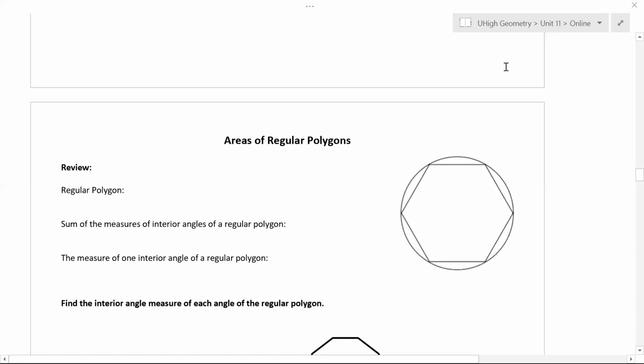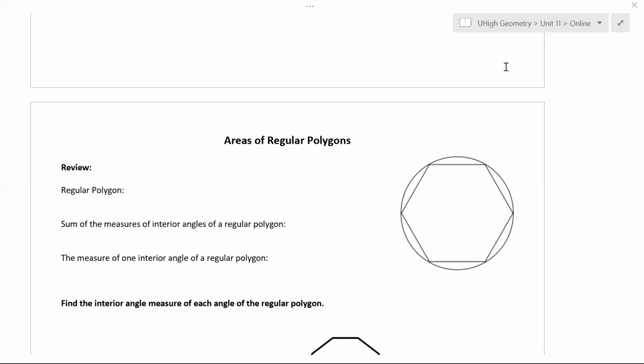All right, guys, so the next part of this unit is the area of regular polygons. Before we can really get into the area of regular polygons, we have to do a little bit of review and a little bit of new definitions.